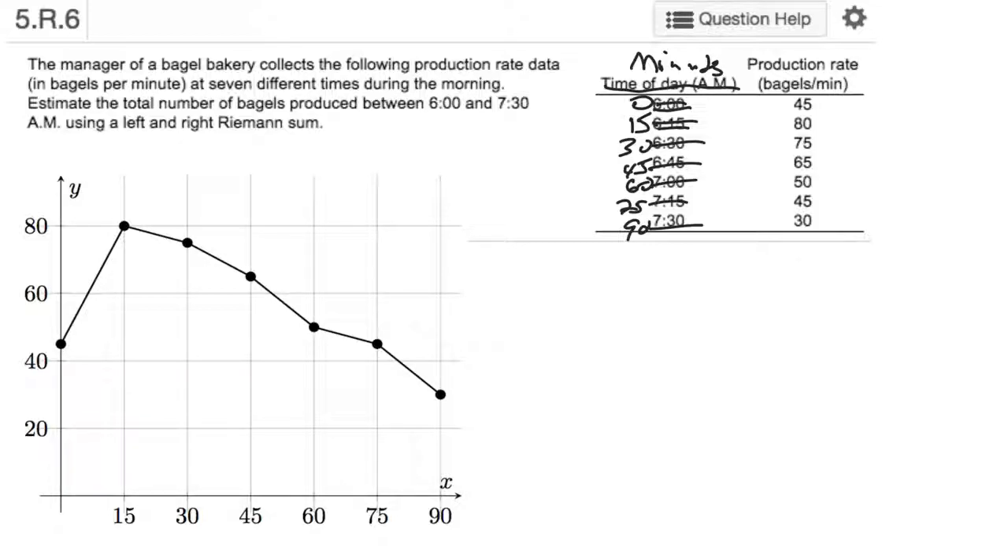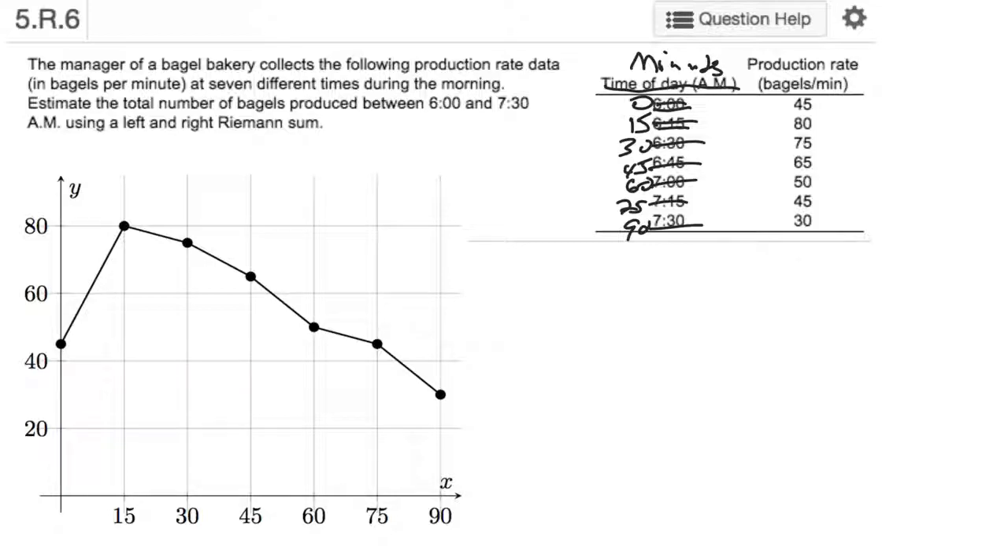Okay, so we're given 7 values, which cuts the interval from 0 to 90 into 6 sections. So we have 1, 2, 3, 4, 5, 6 subintervals. So to form a left-hand sum, over each of those 6 subintervals, I'm going to draw a rectangle. And what makes it a left sum is that the top of the rectangle is going to touch the curve at the left-hand side. And so over and down, over and down. My rectangle touches the curve on its left-hand side.